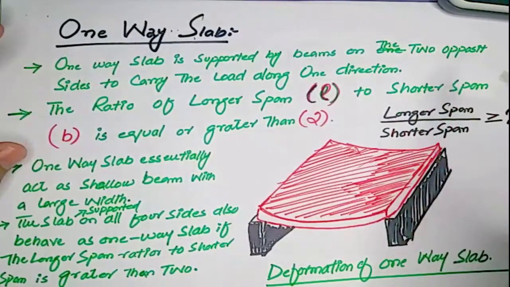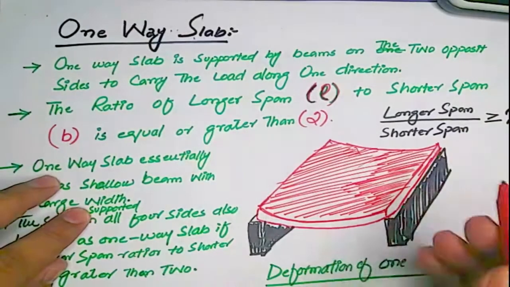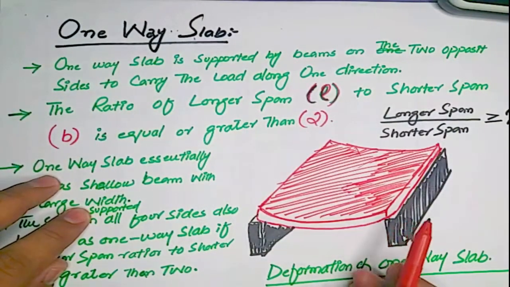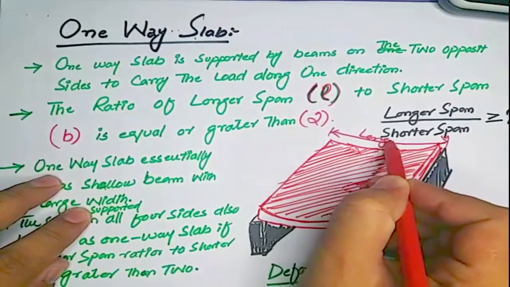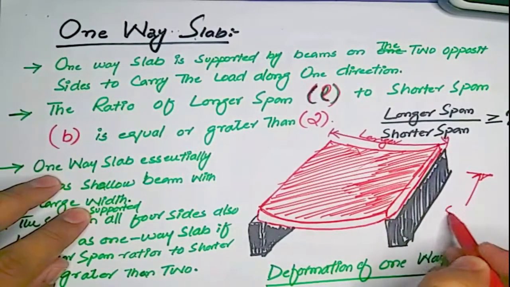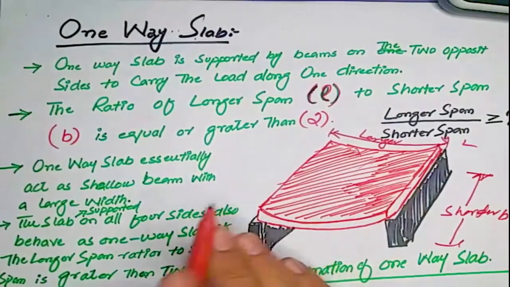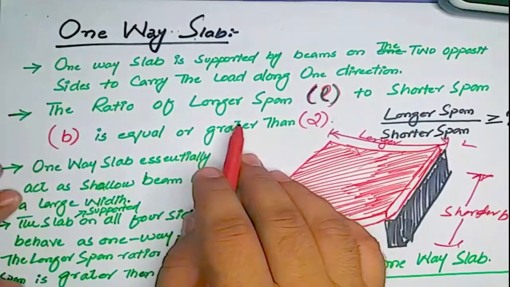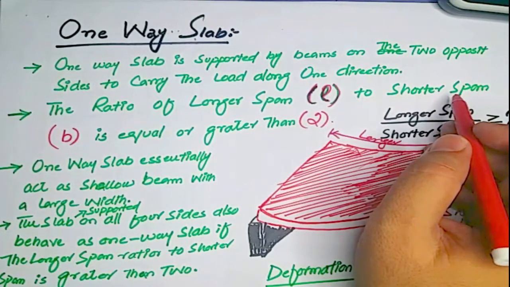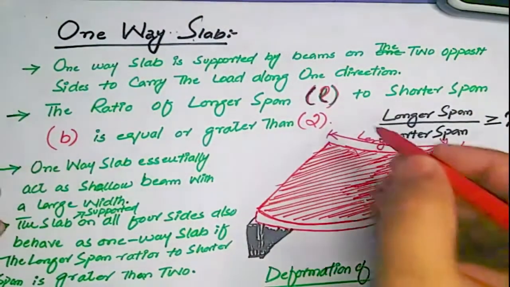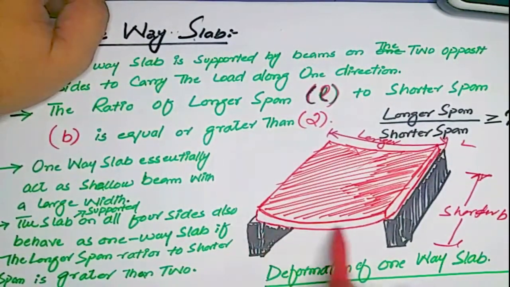The definition of a one-way slab is that the ratio of the longer span, which is called L, to the shorter span, this one is the longer side and this one is the shorter side, B. This is called L, this is called B. So the ratio of longer span to shorter span, L over B, is equal to or greater than 2. This is called a one-way slab.